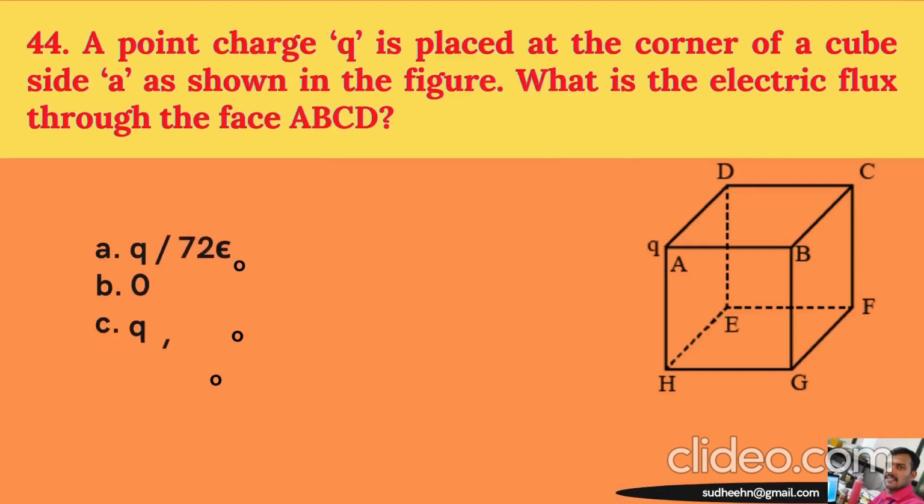Next question, question number 44. A point charge Q is placed at the corner of a cube of side A as shown in the figure. What is the electric flux through the face ABCD? The options given are: option A, charge Q divided by 72 epsilon naught, option B 0, option C Q divided by 24 epsilon naught, and option D, charge Q divided by 6 epsilon naught.